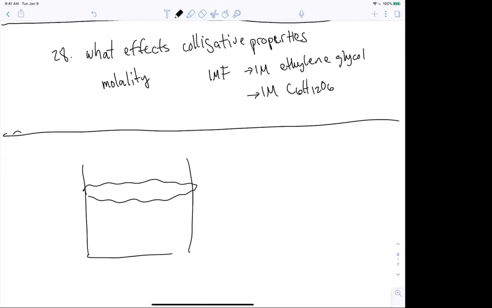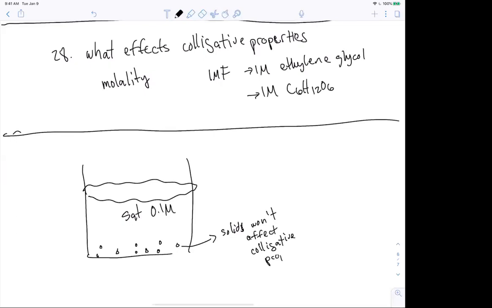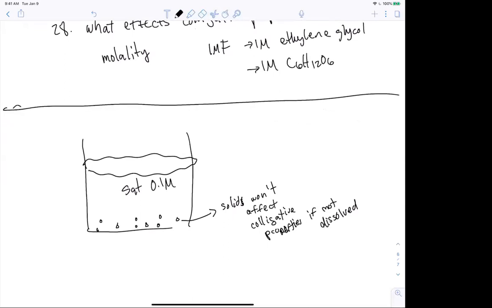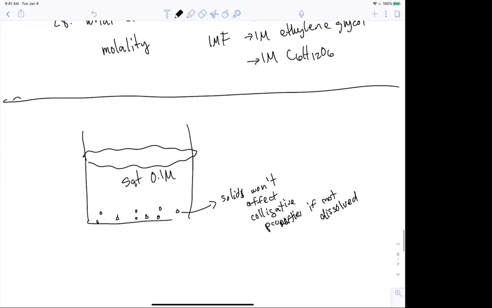Let's say it hits the saturation point at 0.1 molar, and then I keep adding it in. It's just going to go to the bottom of that flask, and it's not going to dissolve. Solids at the bottom of the flask won't affect colligative properties if they're not dissolved. So really what we're looking at is the total dissolved solids inside of a solution when we're talking about colligative properties. Anything else that's in there doesn't really matter.